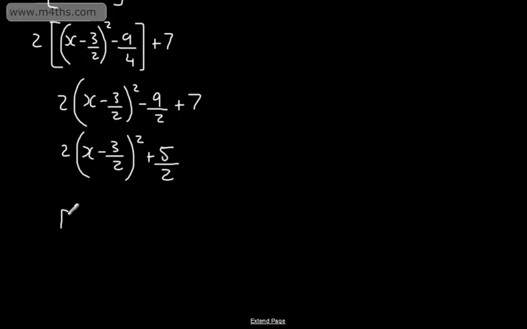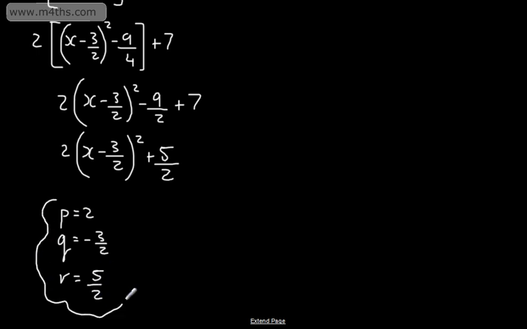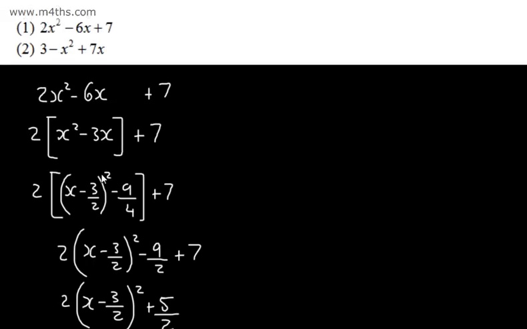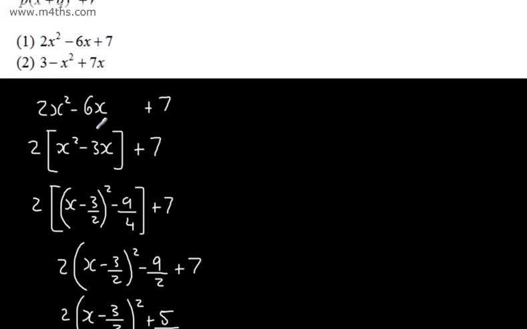The value of p is going to be positive 2, the value of q is going to be negative 3/2, and the value of r is going to be positive 5/2. So we've gone ahead and put that in the form as required. So as we can see, it's slightly harder, but we take that out. Okay, let's look at the next one. This one isn't in the form ax squared plus bx plus c.